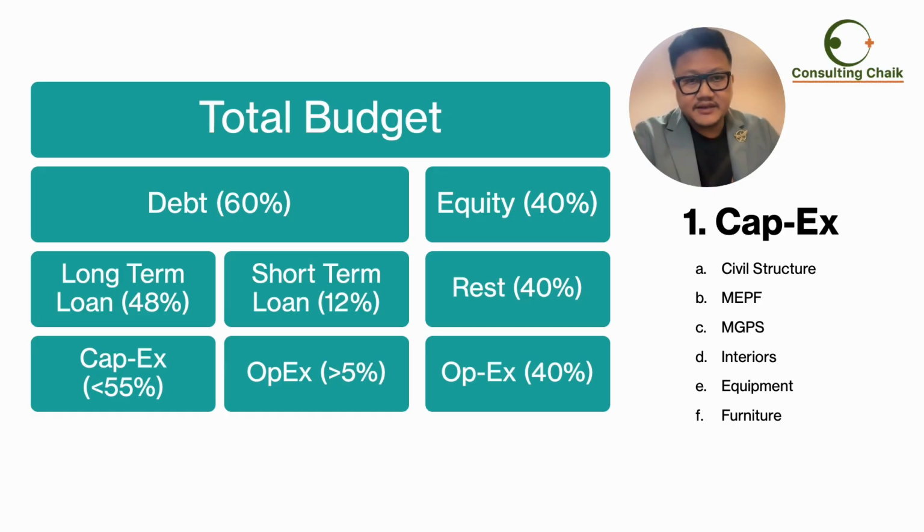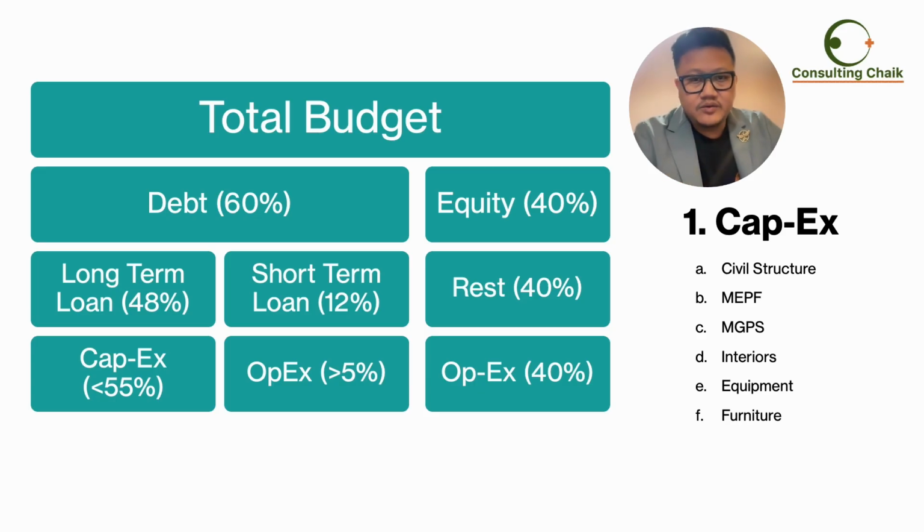So let's try an example here. If your total budget is, say for example, 20 crore, your debt should be around 12 crore and your equity should be 8 crore. Your long-term loan should be approximately 9.6 crore, and your short-term loan should be 2.4 crore. And the rest, 8 crore, you keep for operational expenses. Here we do not consider the land cost and design development, that is turnkey consultancy.